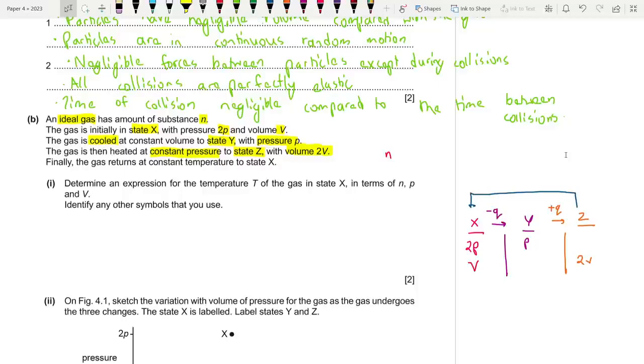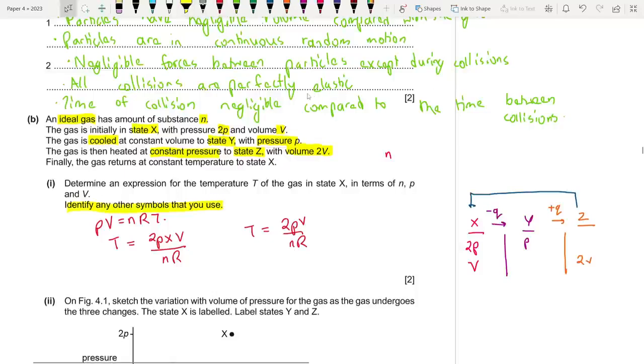Determine an expression for the temperature T of the gas in state X in terms of p and V. So we know that the general formula for an ideal gas is PV equals nRT. Now we need to find an expression for the temperature of the gas. So T is going to be equal to, what is the pressure? It is initially 2P times the volume V divided by nR. So T is equal to 2PV by nR. This is our answer.